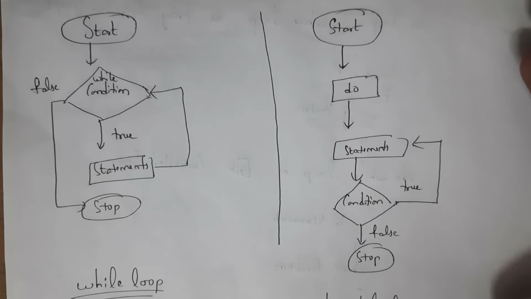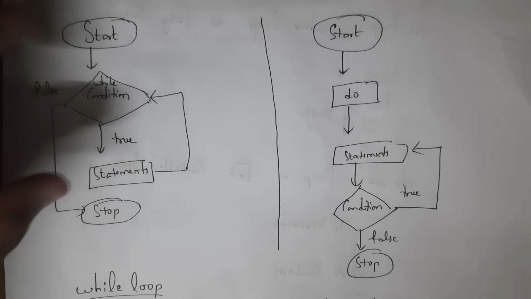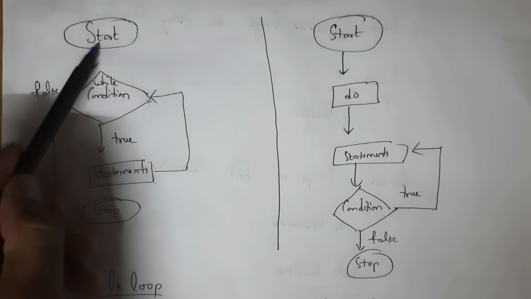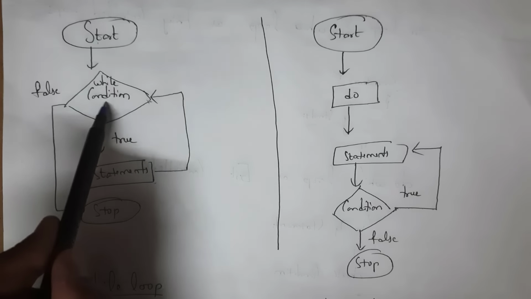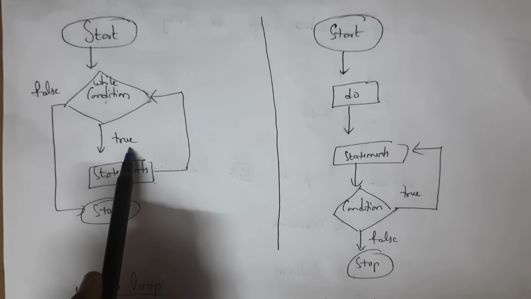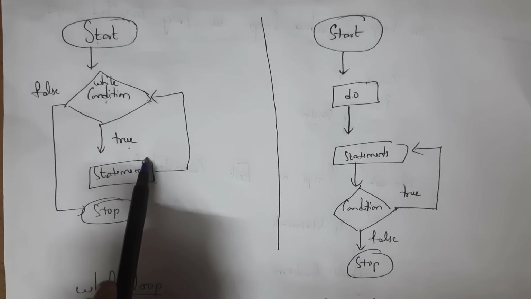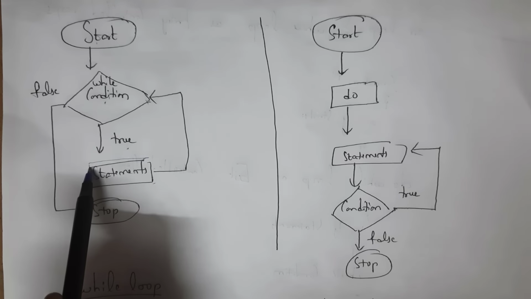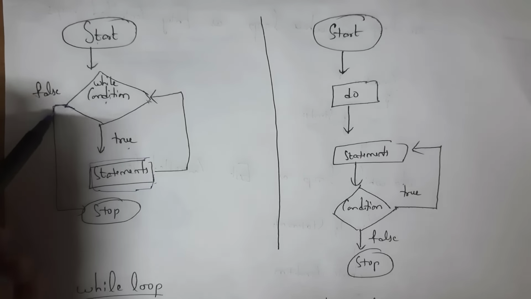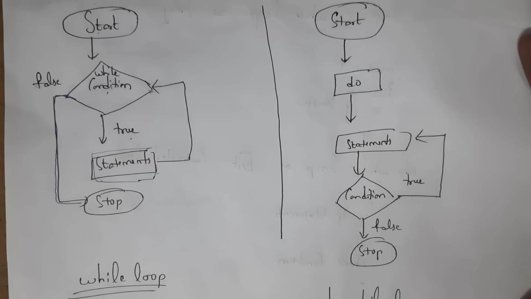Guys, this is the flowchart for the while loop and do while loop. This is the flowchart for the while loop. At first you need to start here. For the while loop you need to give the while condition. Until this condition is satisfied, whatever statements are present inside this while loop will be executed. Whenever the condition fails, it will stop this loop. This is the meaning of the while loop flowchart.